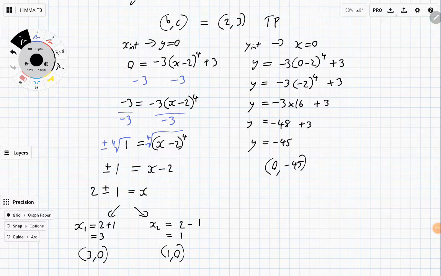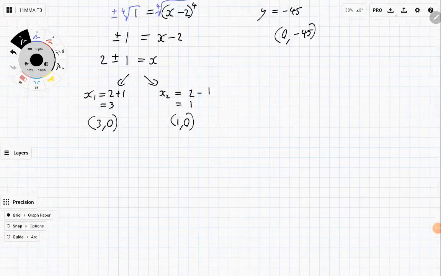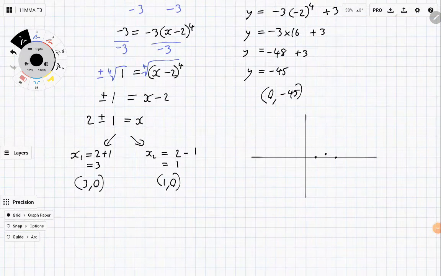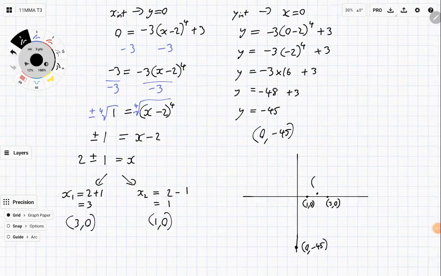And now I have everything that I need. I've got the turning point. I've got all of the intercepts. Now I can sketch this onto a graph. So, turning point is going to be at (2, 3), just above the x-axis. It's going to intercept the x-axis at both 1 and at 3. And it's also going to have (0, negative 45) as its y-intercept, which is somewhere way down here, (0, negative 45). We get (1, 0), (3, 0), and the turning point is going to be (2, 3).